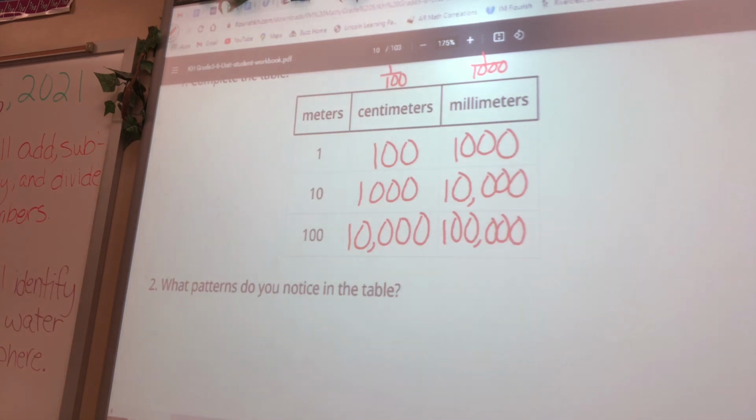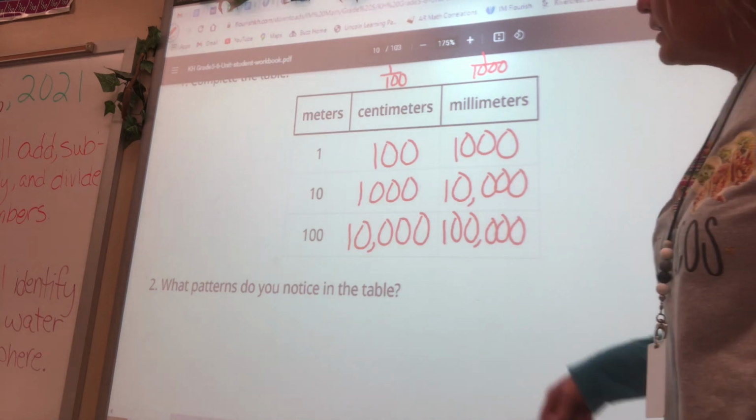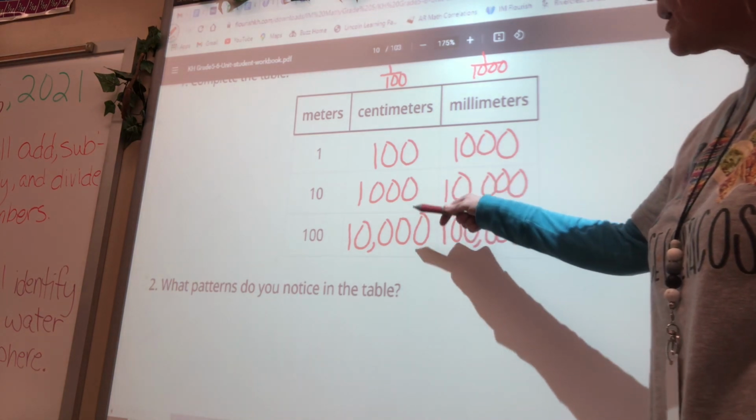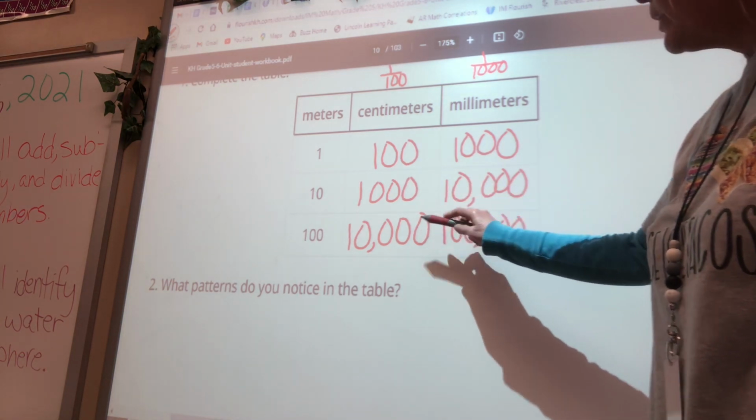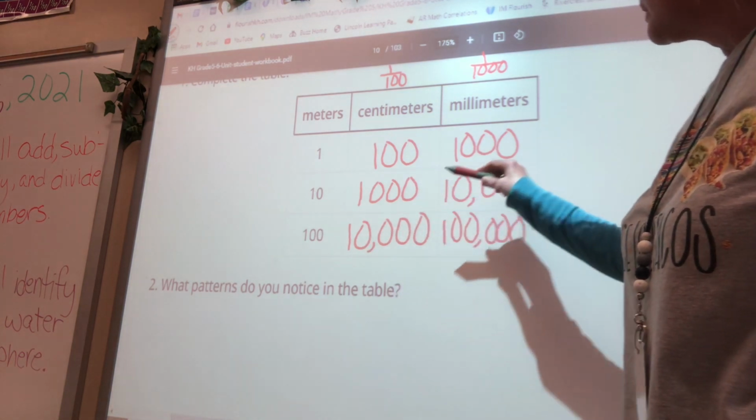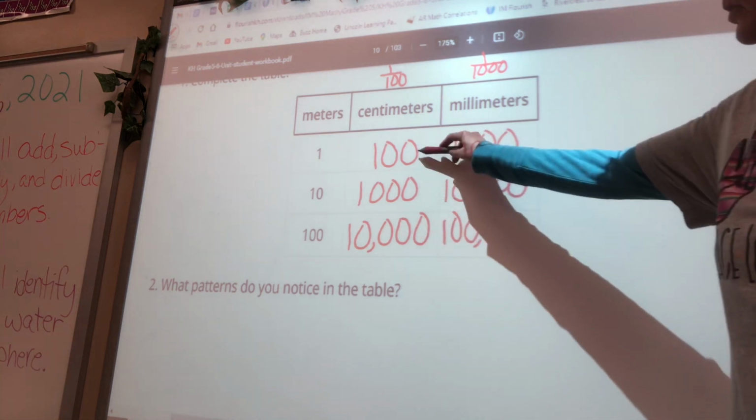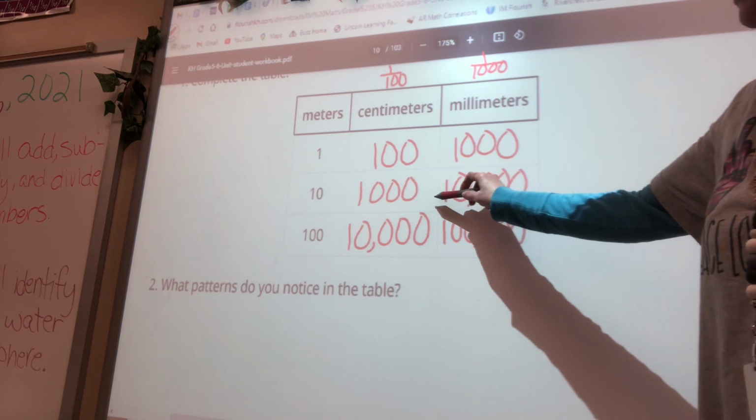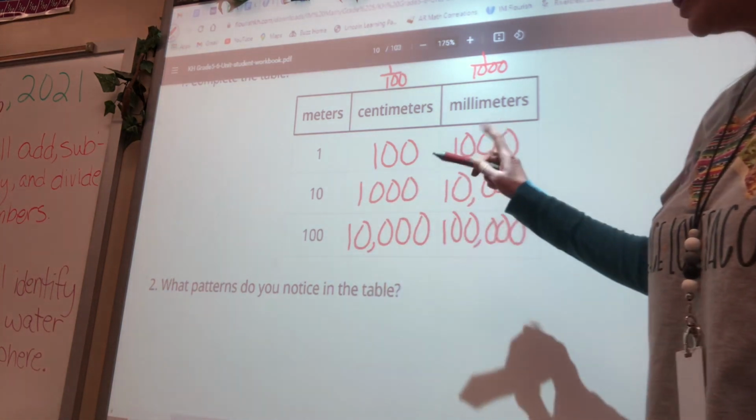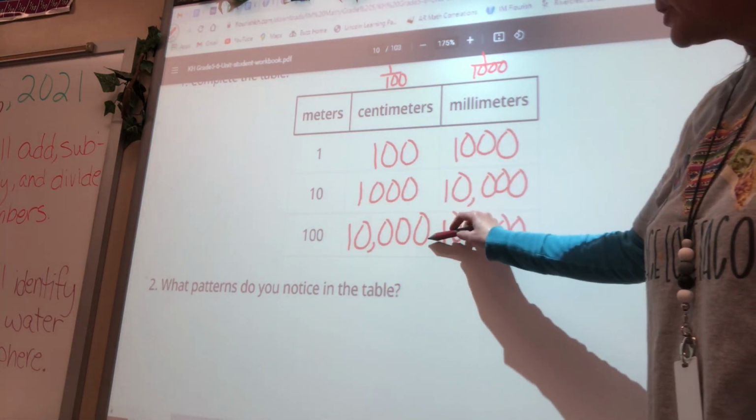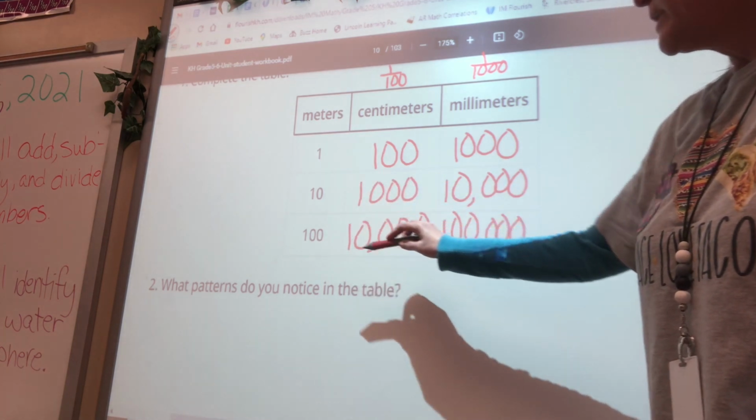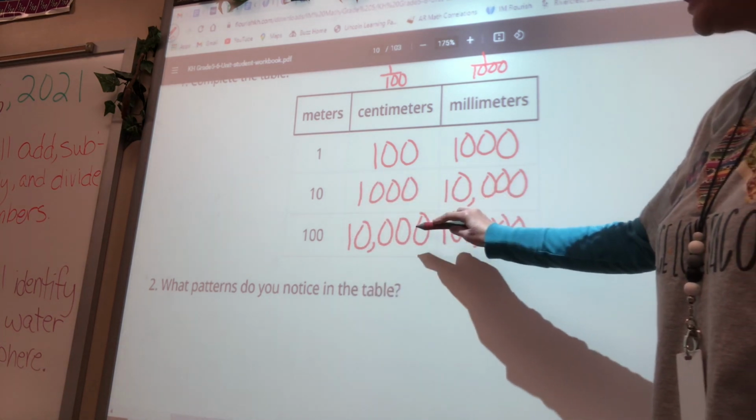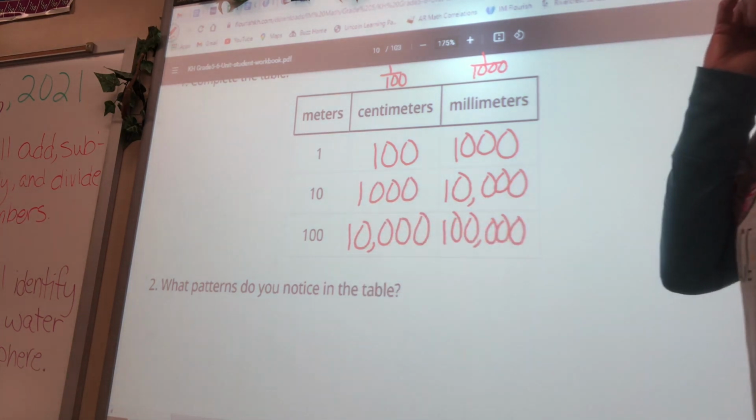So then in number 2, it just says, what patterns do you notice in the table? Well, I notice that every time we go up by a multiple of 10, we have 1 more place value. And that's true on both sides. 100 to 1,000, that's a change of 1 place value, 1 multiple of 10. And then another increase by a multiple of 10 would give me 4 multiples of 10.